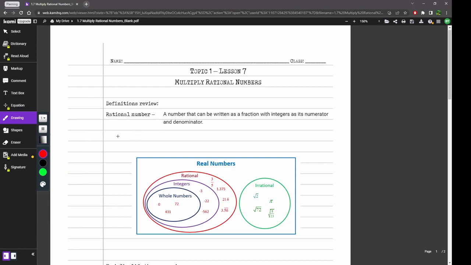And remember, an integer is any whole number on the number line. So all we're saying is that anything that can be written as a fraction with integers on the top and bottom is a rational number. Again, it is a number that can be written as a fraction with integers as its numerator and denominator.